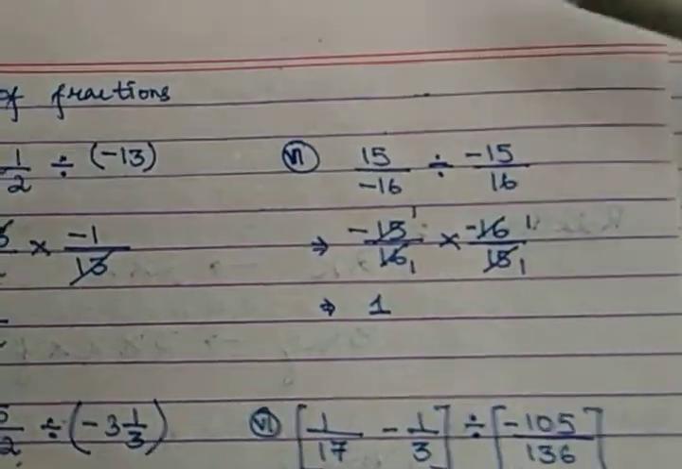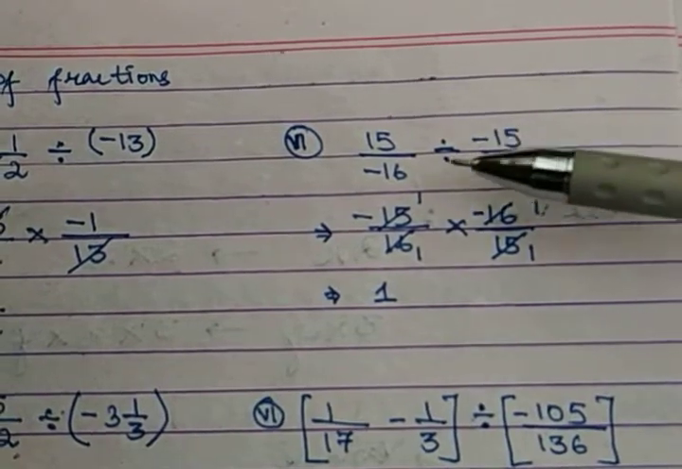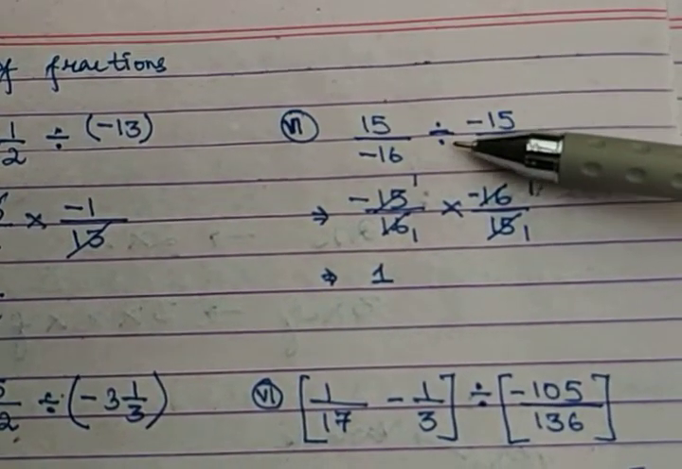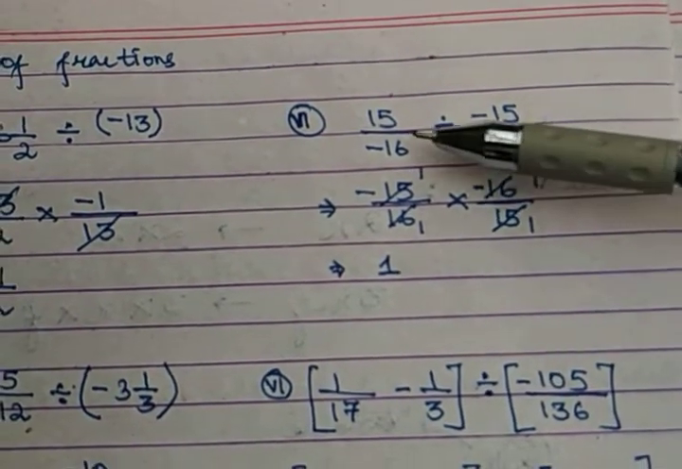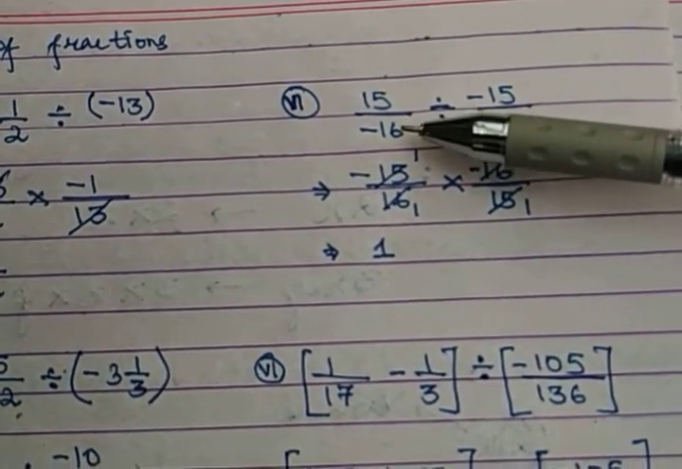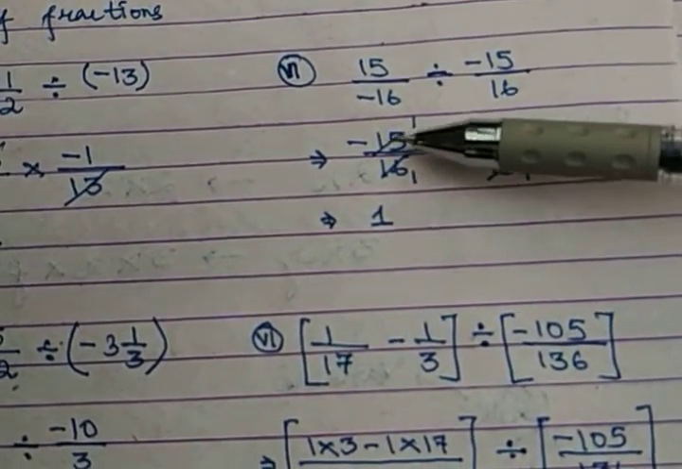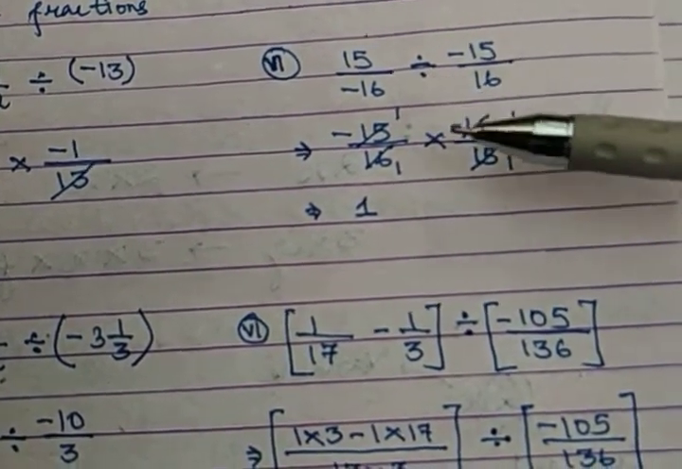So the second question we have here, again, is 5 divided by minus 16 divided by minus 15 divided by 16. As I said, the negative sign has to be kept in the numerator at first. So in the second step, I have done the same thing, that is minus 15 by 16, converted the division sign to multiplication.